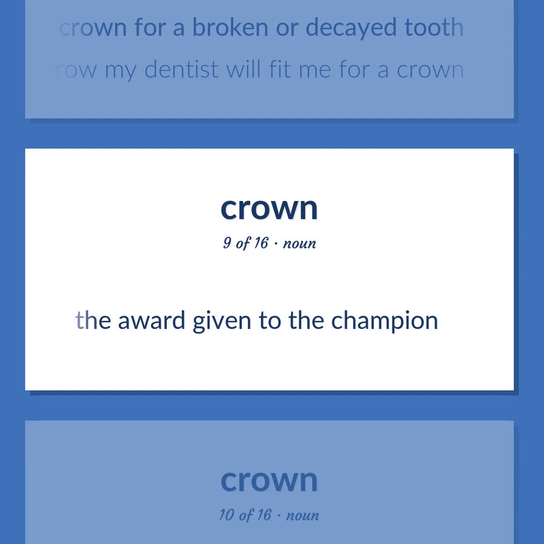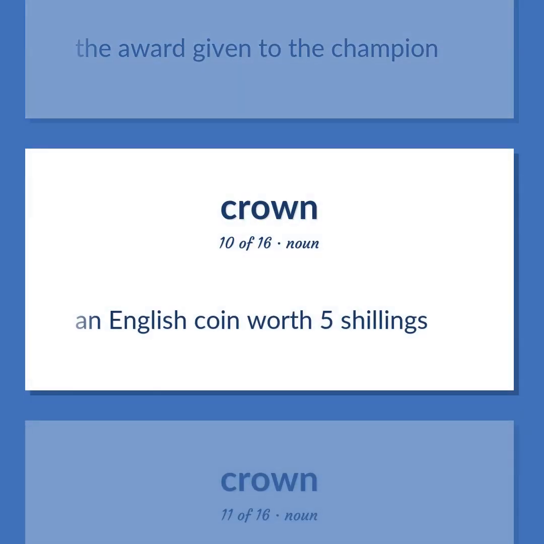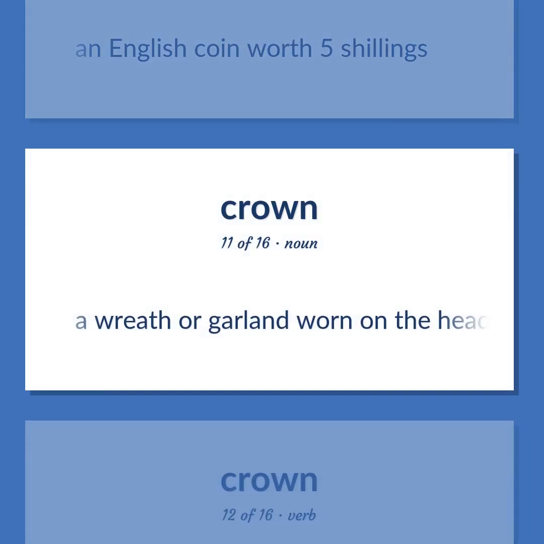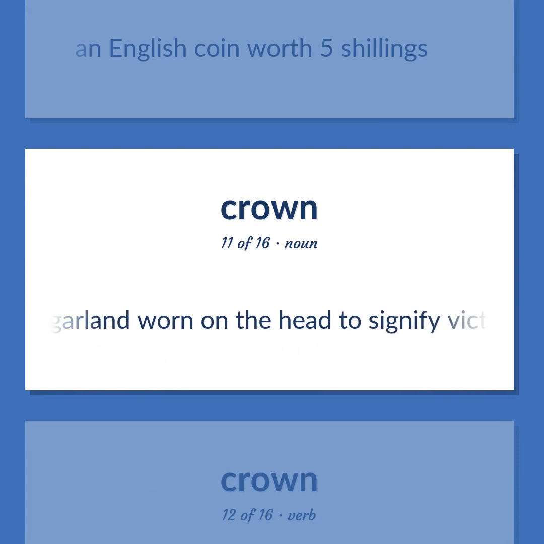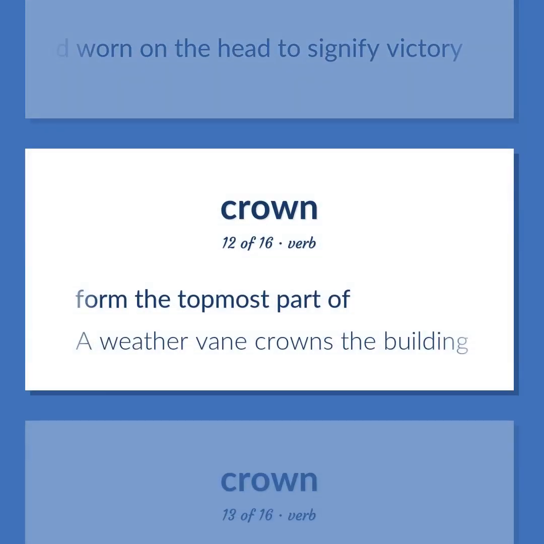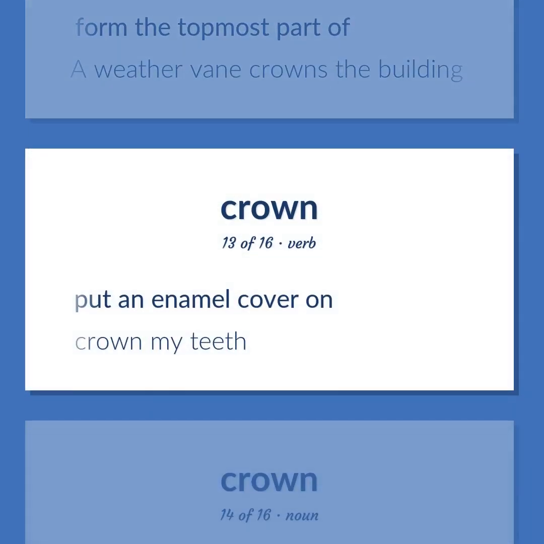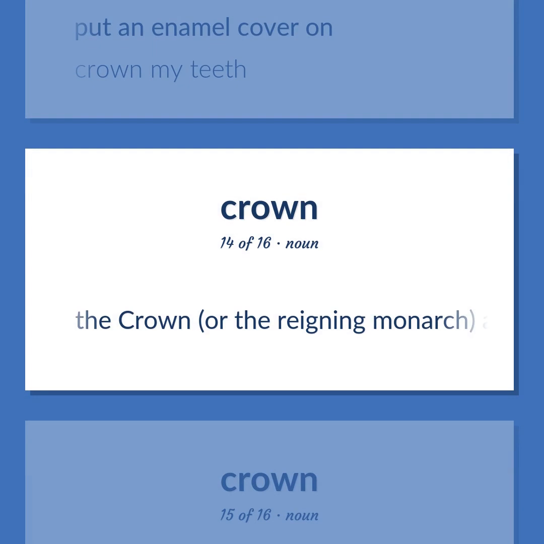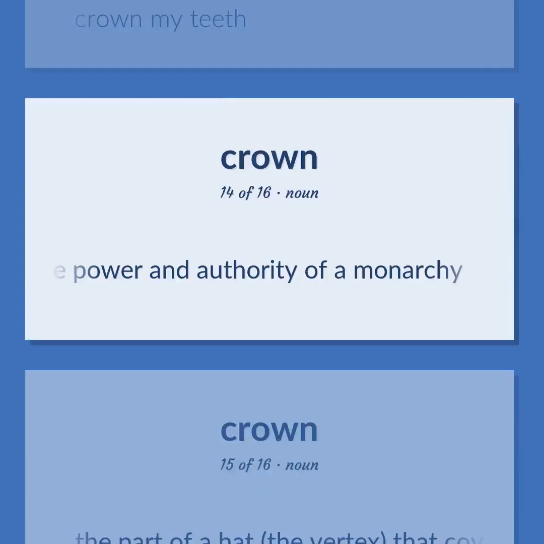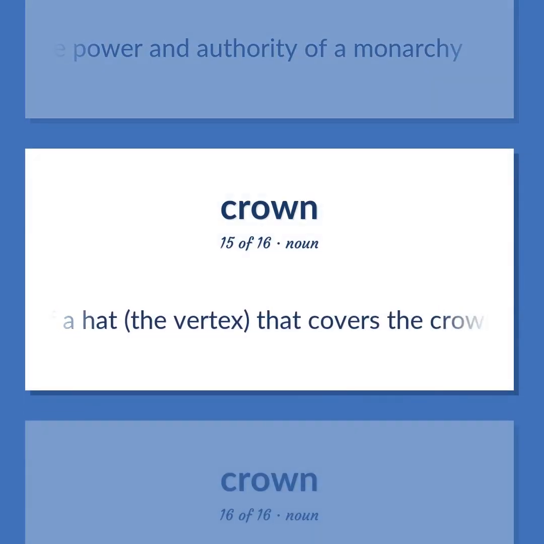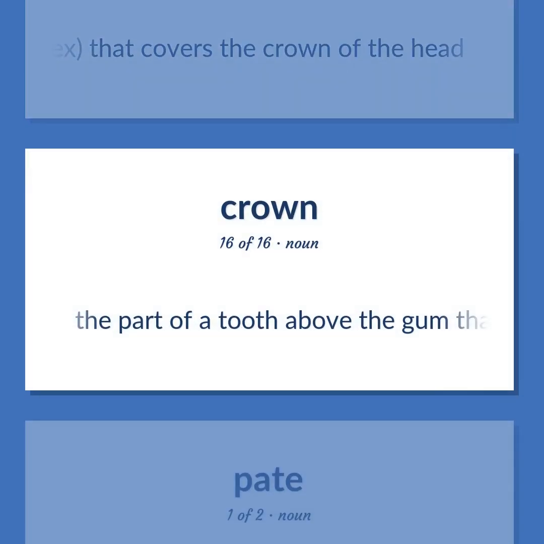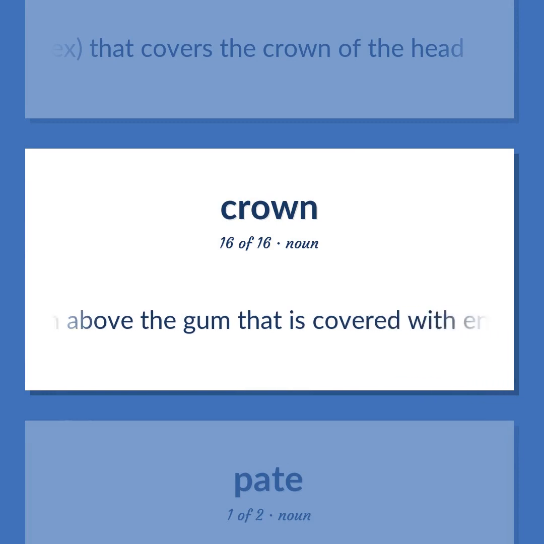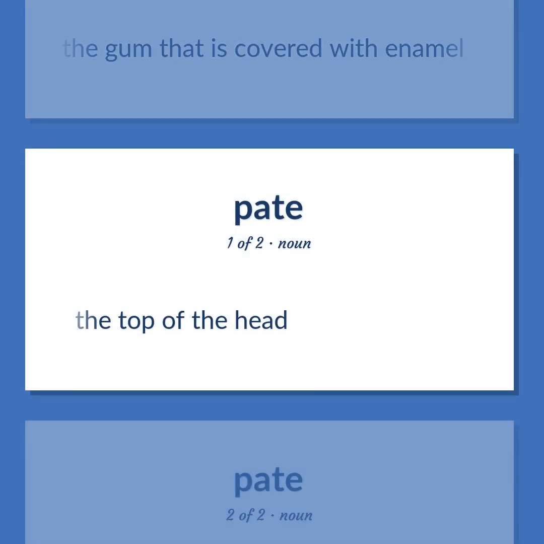The award given to the champion. An English coin worth five shillings. A wreath or garland worn on the head to signify victory. Form the topmost part of. A weather vane crowns the building. Put an enamel cover on. Crown my teeth. The crown, or the reigning monarch, as the symbol of the power and authority of a monarchy. The part of the hat, the vertex, that covers the crown of the head. The part of a tooth above the gum that is covered with enamel. The top of the head.